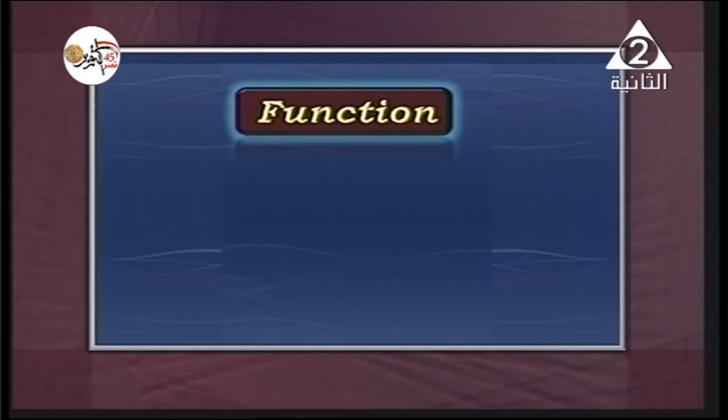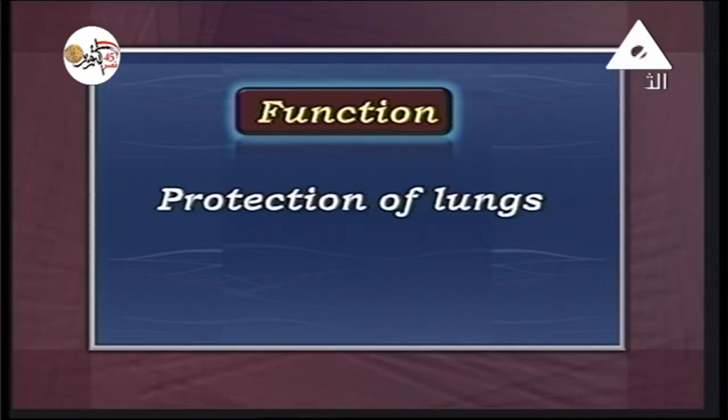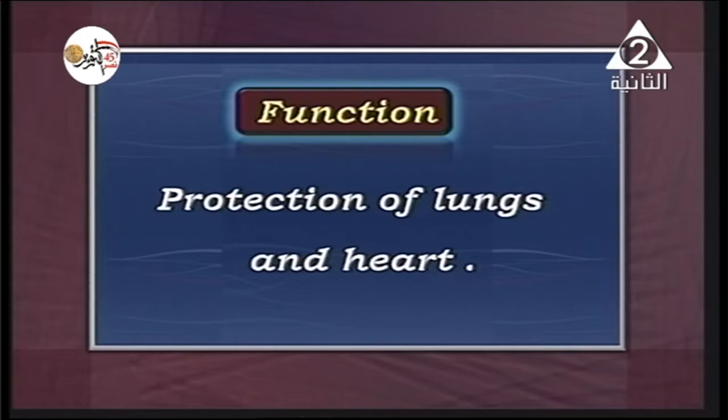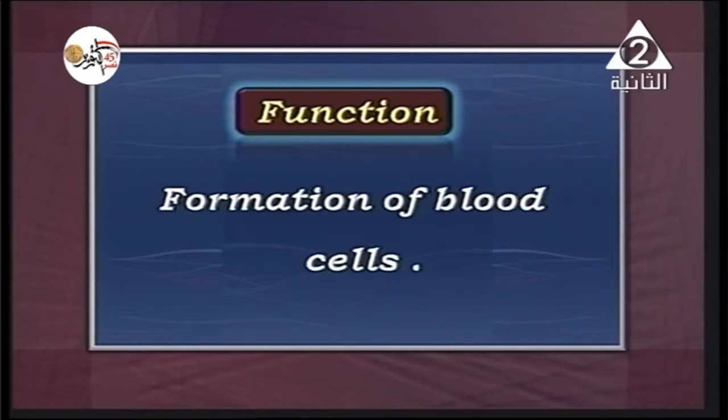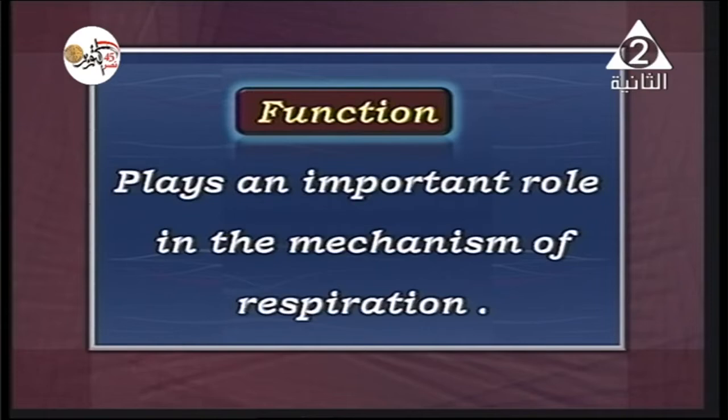Okay. What about the function of the thoracic cage or rib cage? Yes. Number one, protect the lungs and heart. And also it has an important function in the formation of blood cells, like most of your skeletal system. It plays an important role in the mechanism of respiration, inhalation and exhalation.